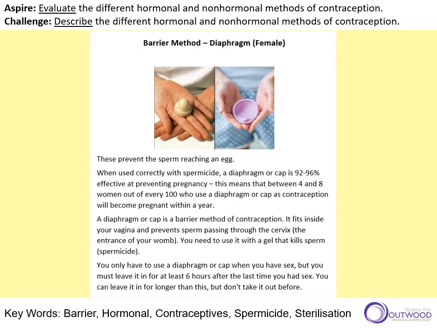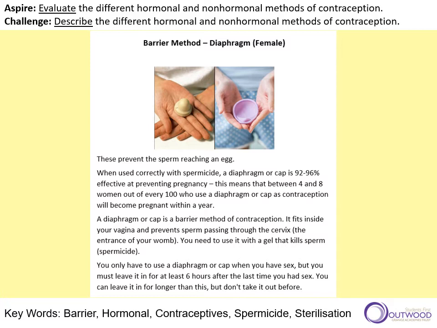So the next one that we have got is also a barrier method, and it is called the diaphragm. It's only placed in females. You can see an image of it in front of you. They prevent the sperm reaching the egg. Now, this is a common thing. If it's a barrier method, that's generally what it will do. When used correctly, and you've got to use spermicide, and we'll talk about what spermicide is. So you've got to use spermicide. A diaphragm or cap is 92 to 96% effective at preventing pregnancy.